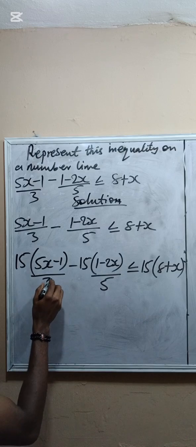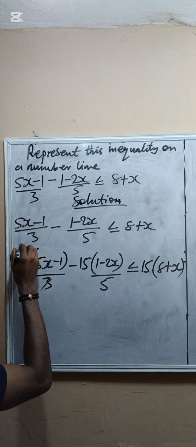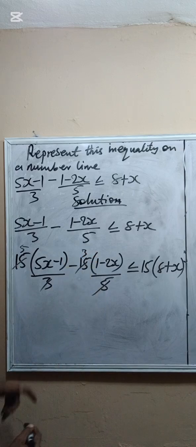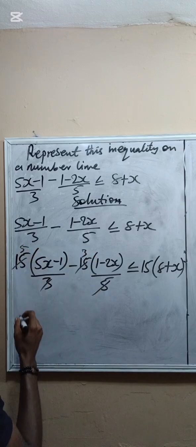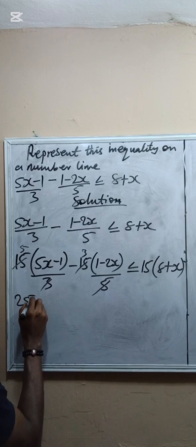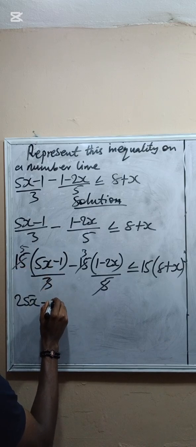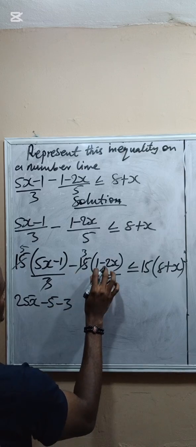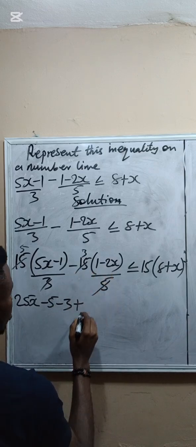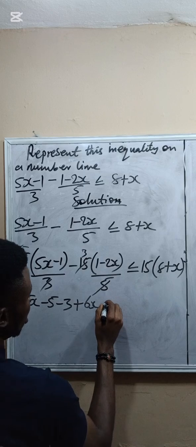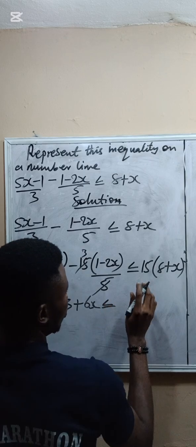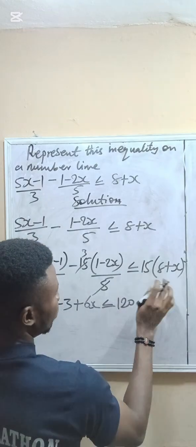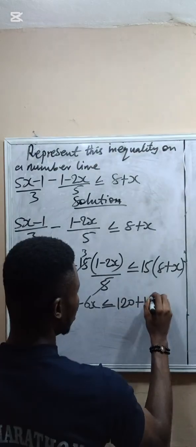And that gives us, first of all, this cancels this, we have 5. And 5 cancels this one, we have 3. And then we open. 5 times 5 is 25x. Minus 5 times 1 is 5. Then 3 times 1 is minus 3. Minus times minus plus 3 times 2 is 6x. Is less than or equal to. Now 15 times 8 is 120. And 15 times x is plus 15x.